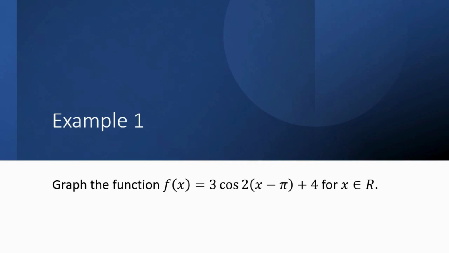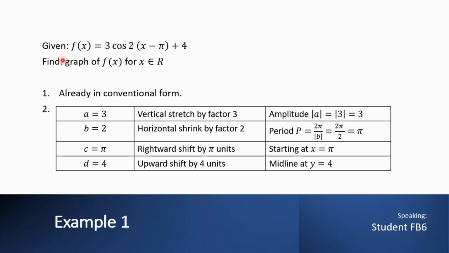For our first example, graph the function f of x equals 3 times cosine of quantity 2 times quantity x minus pi, plus 4, for all values of x that are real numbers. So given the function, we must graph the function for all real numbers. Since it's already in conventional form, we can skip step one. Then we must list out the values of a, b, c, and d. From here we have a equals 3, b equals 2, c equals pi, and d equals 4.